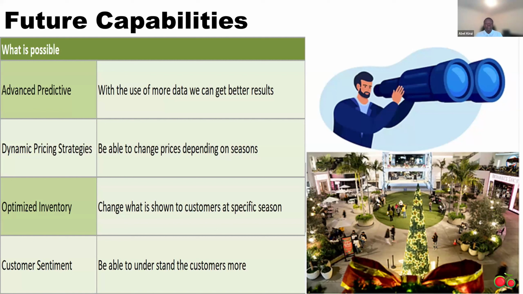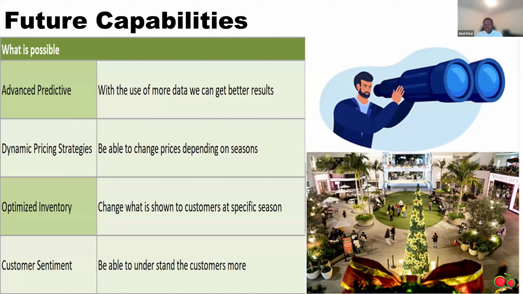Optimizing inventory. What is being shown to the customer? If we look at winter and see that more customers are willing to spend on jackets or sweaters and so on, that's when we push it forward and show them more of those kinds of products. Or if they're buying more holiday items like Christmas cheese or Thanksgiving turkey, we show it to them.